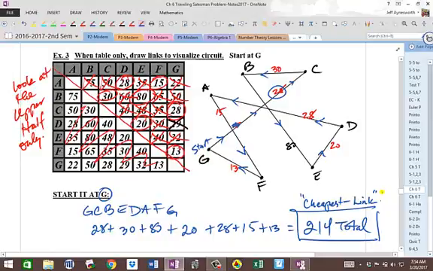All right, and we wrote the circuit starting at G. You can write the circuit starting at any vertex. It would all be the same weight. All right, but the directions asked us to start at G. There we go.